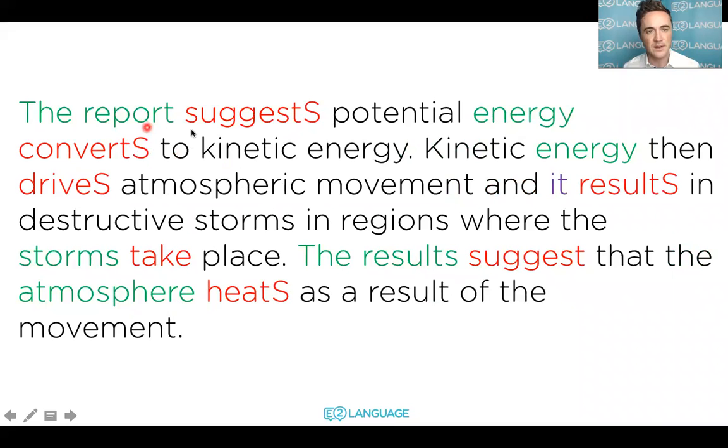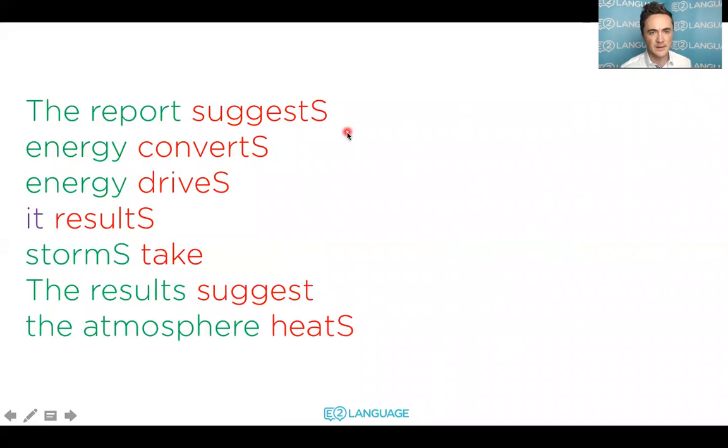So let's have a look. The report suggests, energy converts, energy drives, it results, storms take place, the results suggest, atmosphere heats. Here they are here. Once again, the report suggests, energy converts, energy drives, it results, storms take, the results suggest, the atmosphere heats. So if there's no S here, we must put an S on the verb. No S, S on the verb. No S, S on the verb. In other words, if it's singular or one, we put an S on the verb. If it's one thing here, same thing here. Sorry, here. Storms, plural, no S on the verb.